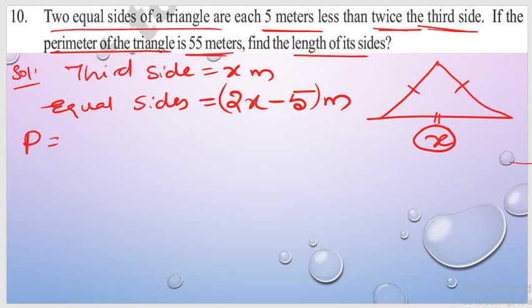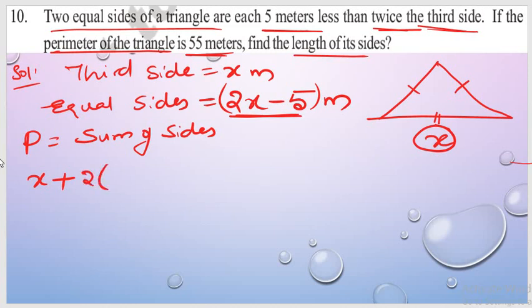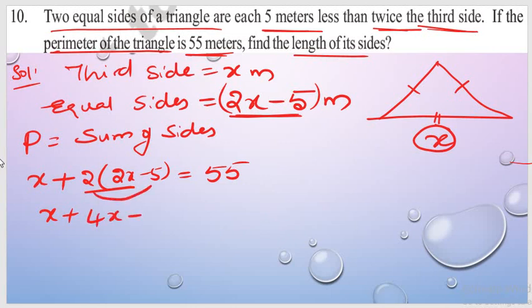So what is meant by perimeter? Perimeter is nothing but the sum of sides. So the sum of sides is nothing but the perimeter of the triangle. So directly if I add all these three, then what am I going to get? x plus, since the two sides are equal, I can directly take it as 2 times (2x minus 5) is equal to 55 meters. Now from this x plus 2 into 2x is nothing but 4x, again 2 into minus 5 is nothing but minus 10 is equal to 55.